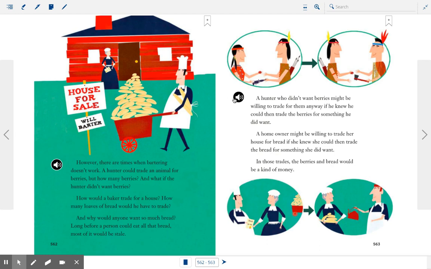Let's keep reading. A hunter who didn't want berries might be willing to trade for them anyway if he knew he could then trade the berries for something he did want. A homeowner might be willing to trade her house for bread if she knew she could then trade the bread for something she did want. In those trades, the berries and bread would be a kind of money.